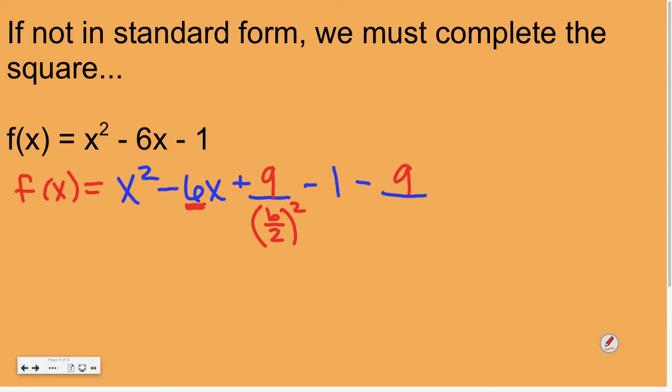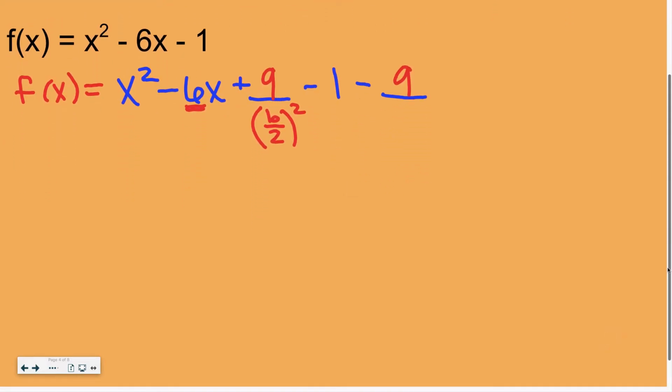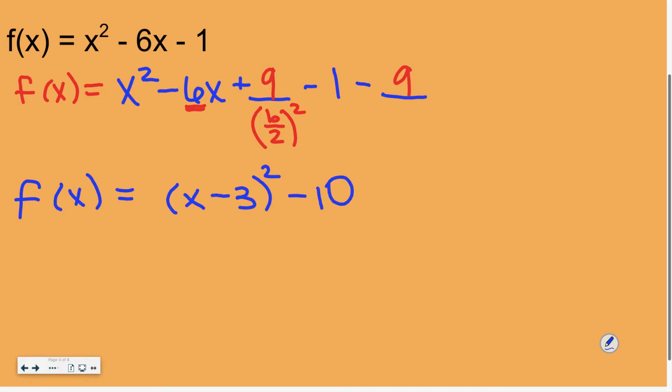But this is what can happen. We now can take x squared minus 6x plus 9 and factor it to (x minus 3) squared. And then we have negative 1 minus 9, so we have minus 10.